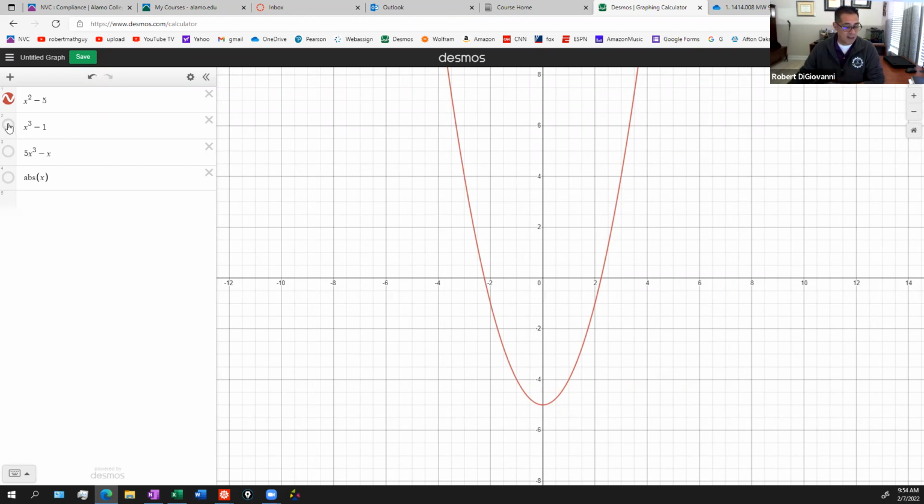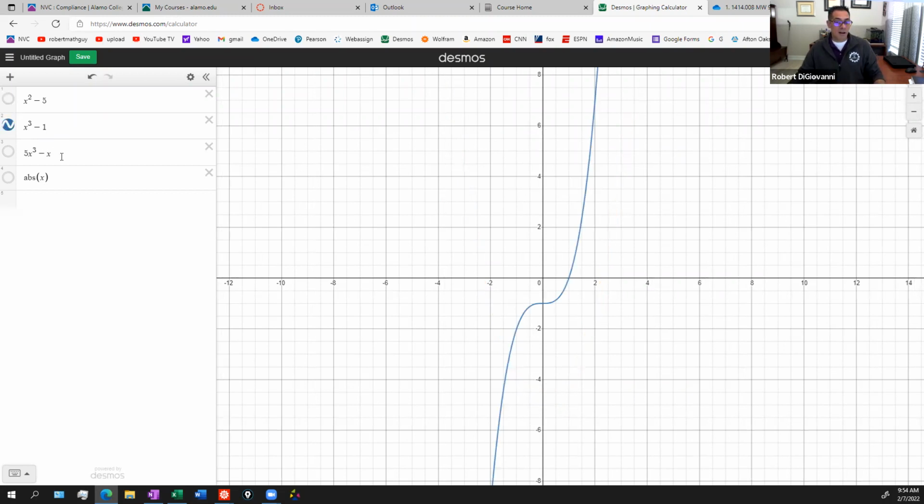The second one we did together, x cubed minus 1. You can see here, this almost looks odd, but it's not. Because if you take this left side over here, the right side, and you reflect it over the x-axis, you get this. But here's the tricky part. If you reflect this over the y-axis now, this part that's on the bottom comes up. And so you get something that looks like this instead. It doesn't land completely on top.